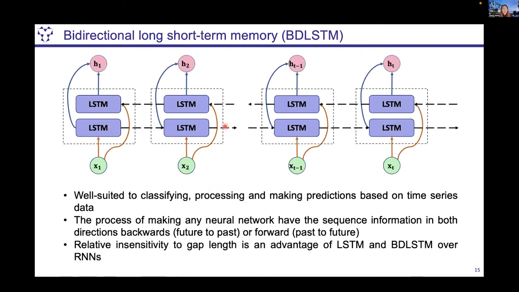One is for the forward direction, and the other one is for the backwards direction. It is also well suited to classifying, processing, and making predictions based on time series data. Both long short-term memory and bidirectional long short-term memory have relative insensitivity to gap length compared with the recurrent neural network. For example, if we want to predict the sequence after 1000 points, not 10, not 100, but 1000 points, the long short-term memory and bidirectional long short-term memory can remember that and make the correct prediction because it has a special cell structure, like we showed just now. But the recurrent neural network cannot do that and will forget from the starting point.